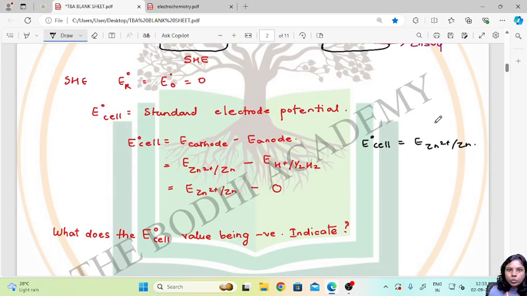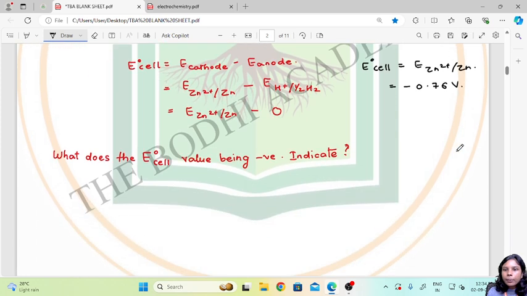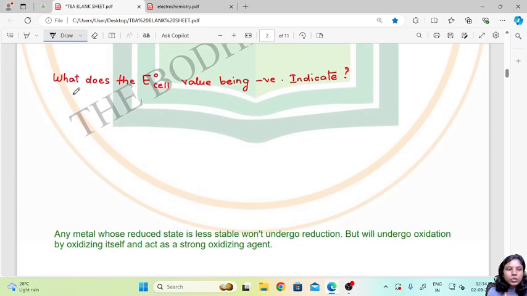That reading, when recorded, comes to minus 0.76 volts. So now when the reading is minus, what does it indicate? The next question that comes is, what does the E naught cell value being negative indicate? If the E naught cell is negative, what we can say is that in the hydrogen SHE setup that is there, the H2 is said to be more stable than the other metal that is present over there.